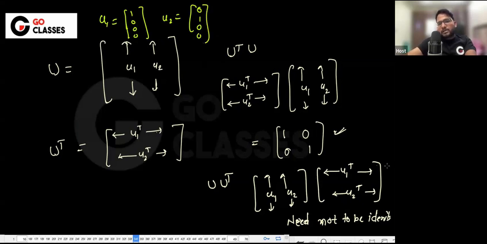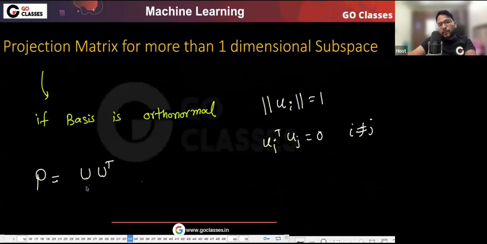You take U1, U2 like this, and you just multiply like this. You can just verify it. It need not be identity. So basically this is not identity. Some people get confused that if you use orthonormal, then this is identity. Actually, this is not identity. Is this okay, everyone?